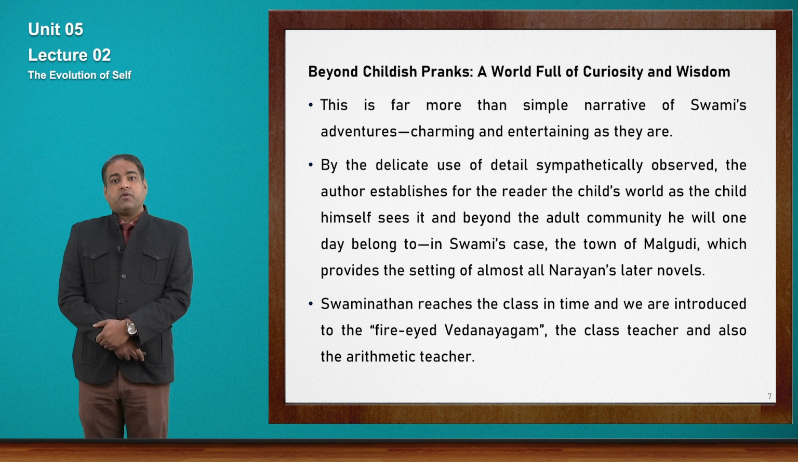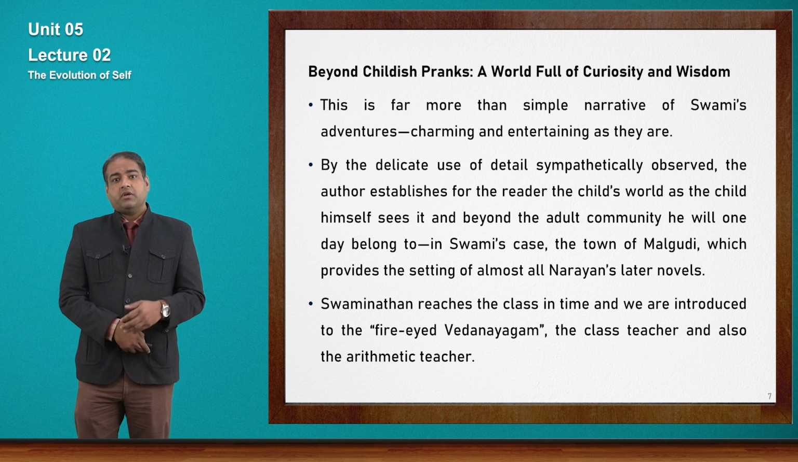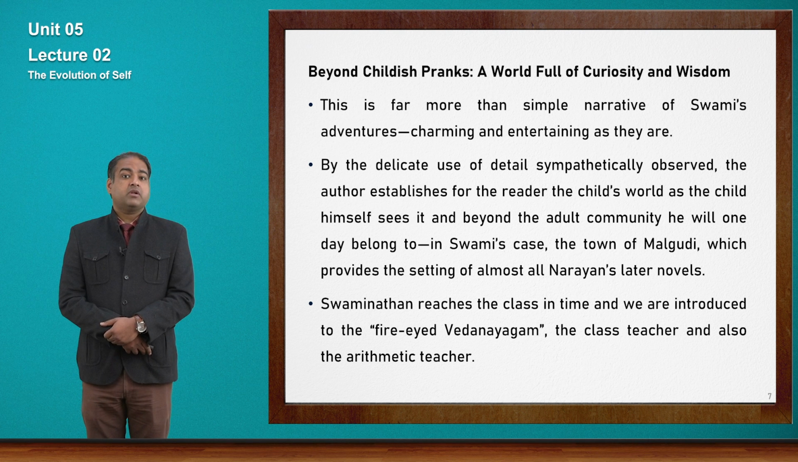But by the delicate use of detail sympathetically observed, the author establishes for the reader the child's world as the child himself sees it, and beyond it the adult community he will one day belong to. Well, friends, Swami doesn't know how he is going to behave in adult age when he becomes a man. But right now he is a kid and he is behaving like a kid only. So the behavior is quite naturally visible from his activities.